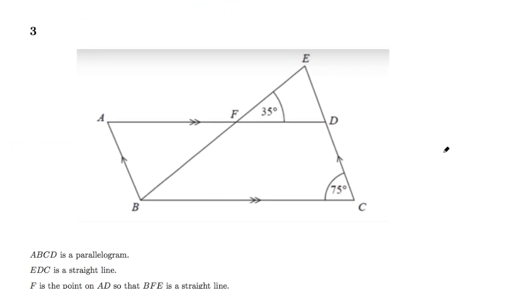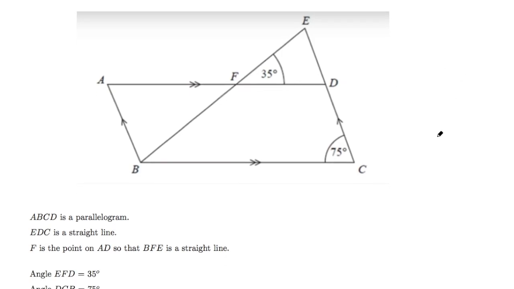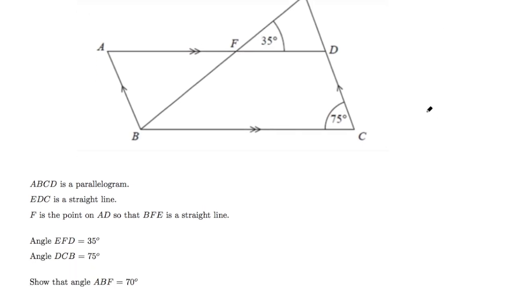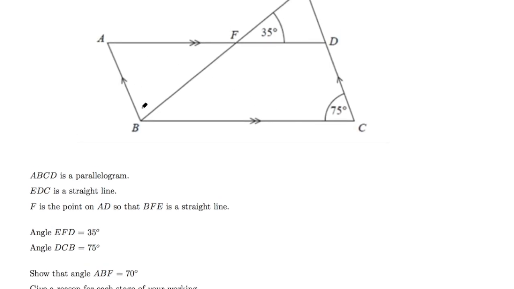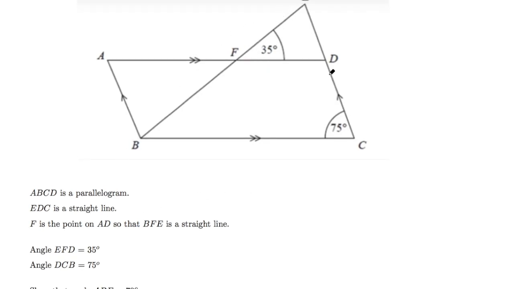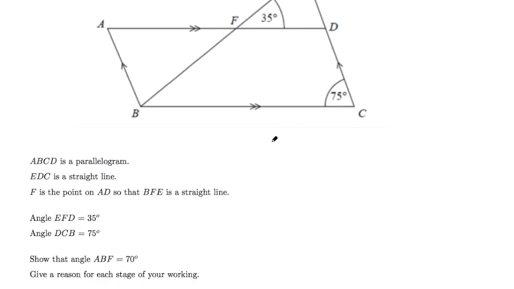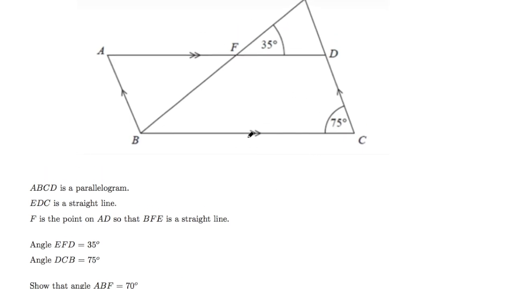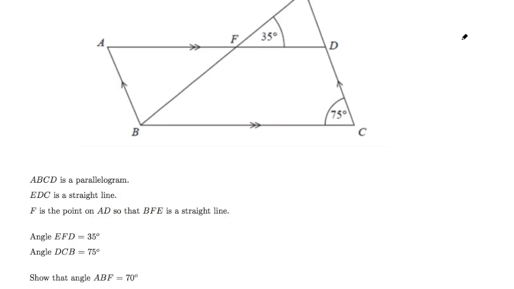Okay. So question 3 gives you a diagram and it says ABCD is a parallelogram, EDC is a straight line, this one here, F is the point on AD, so that BFE is a straight line, angle EFD equals 35, angle DCB equals 75. Show that angle ABF equals 70 degrees. Give a reason for each stage of your working. Okay, so angle ABF is in here.